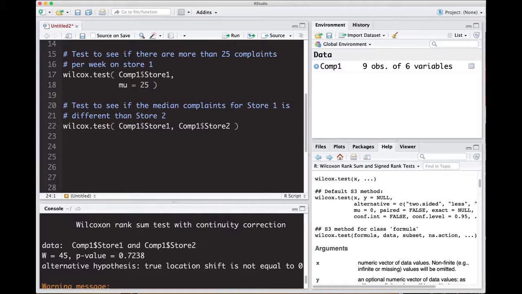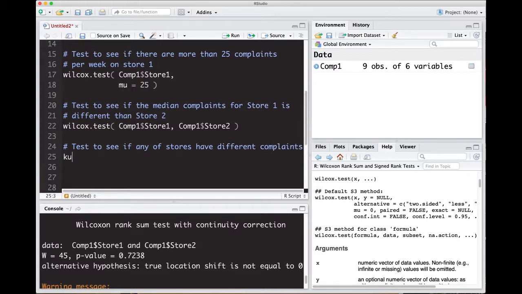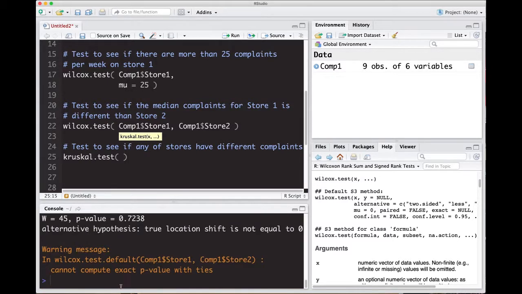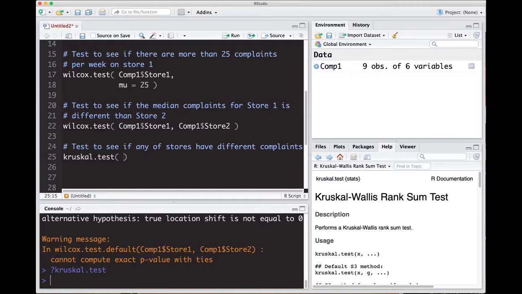All right, so let's see if we can test across all of them at once, like an ANOVA test, to see if any of the stores have different complaints. Okay, now here we'll use a different test. This is going to be the Kruskal-Wallis Test. Here we're interested in an ANOVA type test. We have more than one grouping that we're interested in. So what we can do is put in the data that we're interested in, and here it's just the whole thing because there's no other information in this data set.